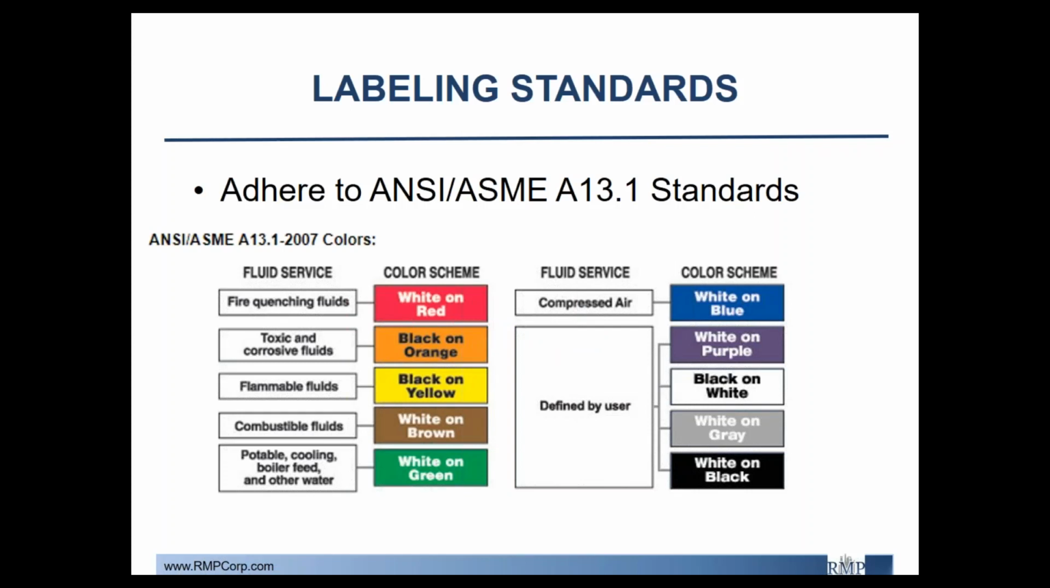According to ASME standards, these are the color schemes that you should keep in mind when you're putting on labels for your pipes, your valves, or whatever equipment that's servicing a fluid. For a fire quenching fluid, use white on red. For toxic corrosive fluid, black on orange. For a flammable fluid, black on yellow. For combustible fluids, white on brown. For any type of water, potable, cooling, boiler feed, or any other type, it's white on green. And for any compressed air or compressed gases, white on blue. And there are some customizable options available if there's something special that your facility is working on.